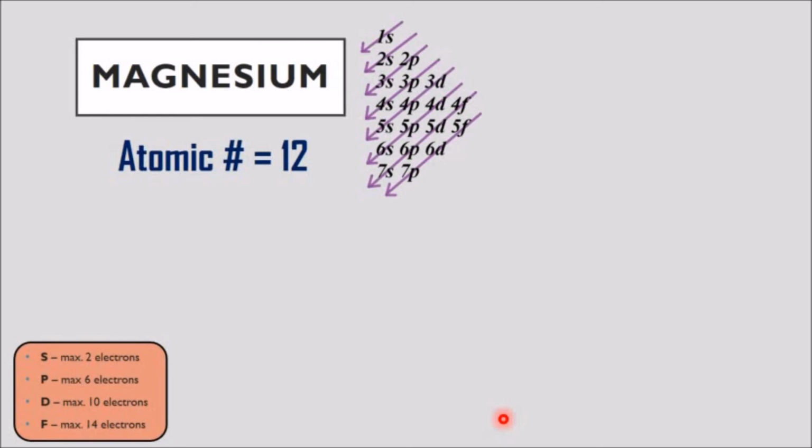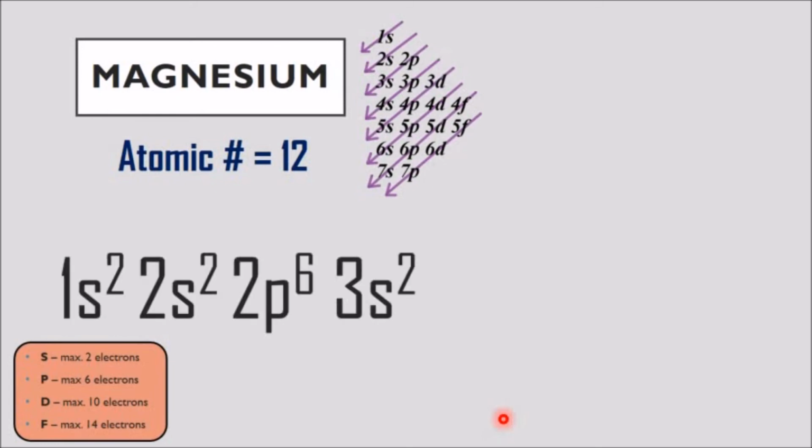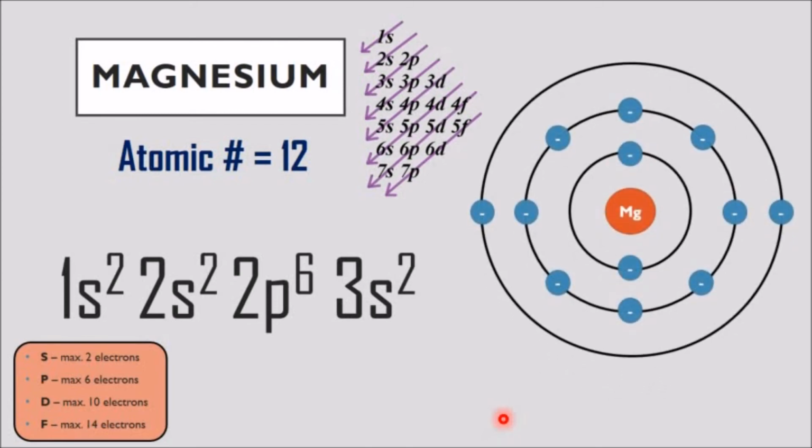Let's check your work. Your answer must be 1s2, 2s2, 2p6, and 3s2. Magnesium's electron configuration basically tells us that magnesium has 2 electrons in the first shell, 8 electrons in the second shell, and 2 electrons in the third shell. And the last subshell for magnesium is 3s2. Next example.